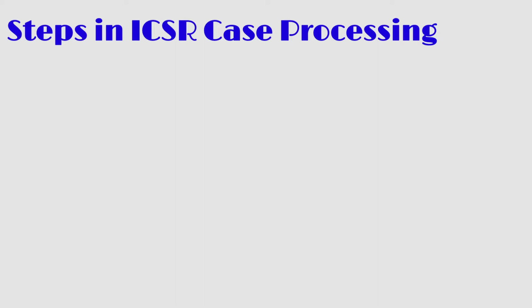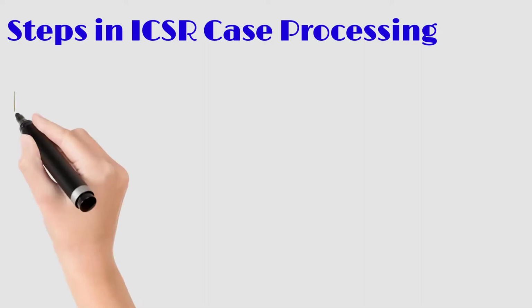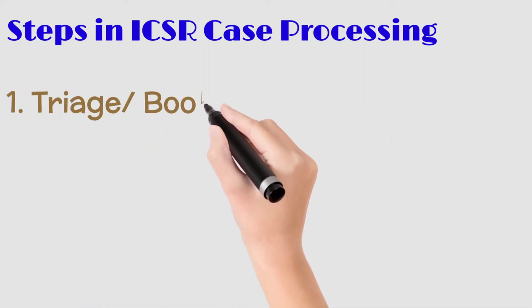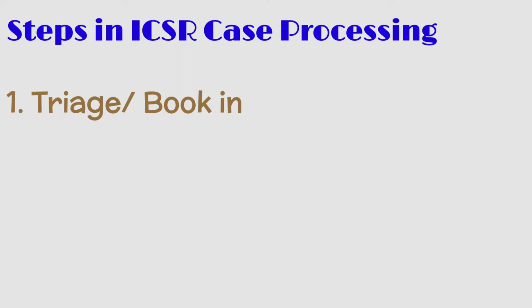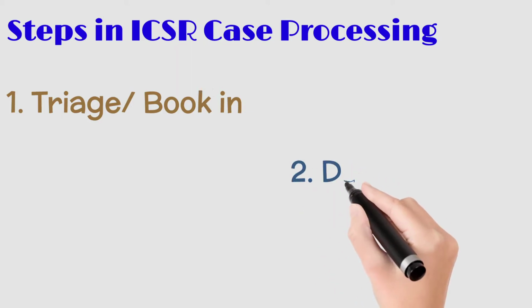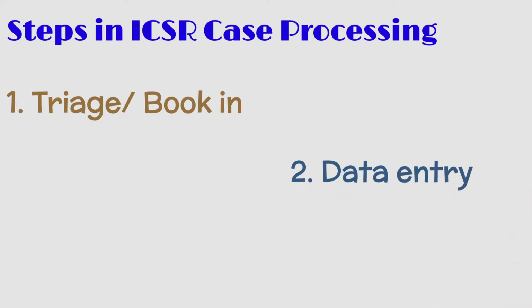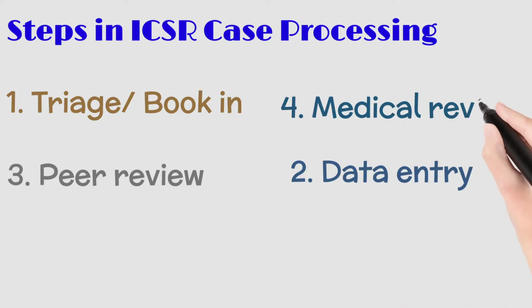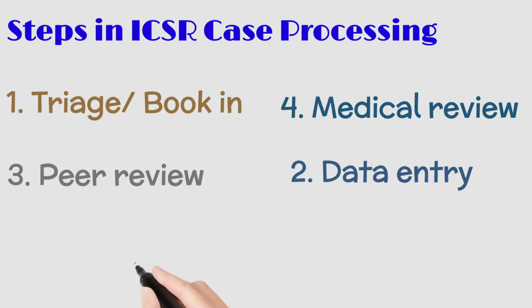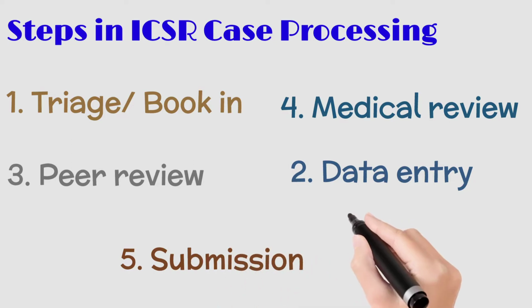reports. So once you receive a safety report, our first step is triage or book-in of the case into the safety database. Safety databases are nothing but the software which we use to archive individual case safety reports for medicinal products from all sources. Our second step in ICSR case processing is data entry of the ICSR into the safety database. Then the next step is peer review or quality review of the ICSR. The fourth step is medical review of the ICSR. And the last step is submission of the ICSR to the regulatory authority.